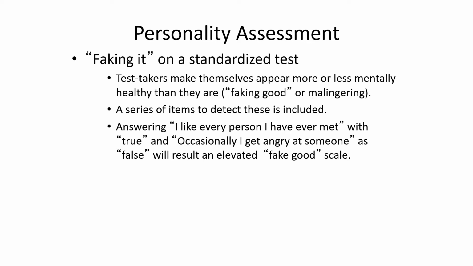So we can find out things where people can either fake good or fake bad, right? Faking good would be answering true to "I like every person I ever met" and false to "Occasionally I get angry." These are things that most human beings would write, that they don't like everyone they meet and they occasionally get angry. And so that will come up with a score that looks like you're representing yourself as better than you actually are.